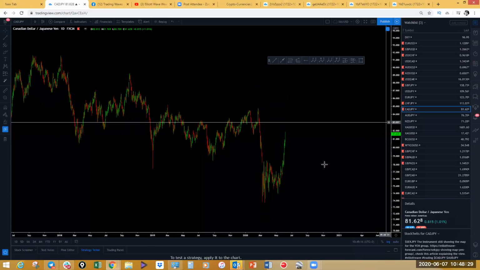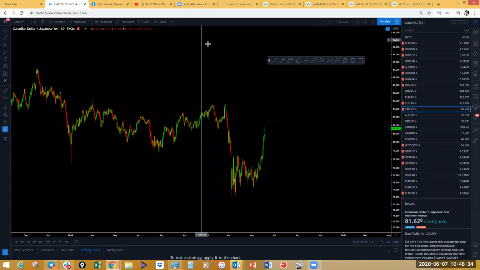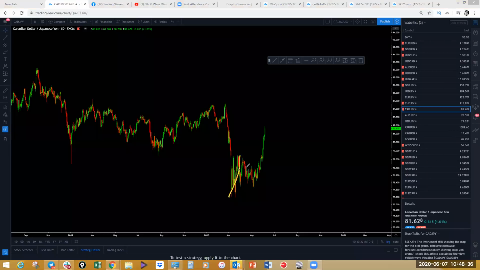CAD yen has also invalidated the structure that I was looking for. I was looking for CAD yen to make a 3-wave move here. That's why I kept expecting and showing analysis that I'm expecting it to come and break this top here, and continue lower. But as you can see, that corrective structure has been invalidated, and CAD yen actually looks like it's going for a wave 3, and that means that the move to the downside has now ended. We're starting a move to the upside in this fashion.